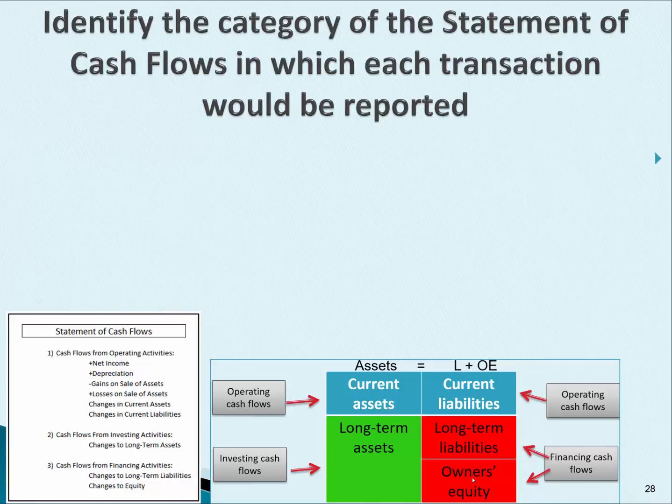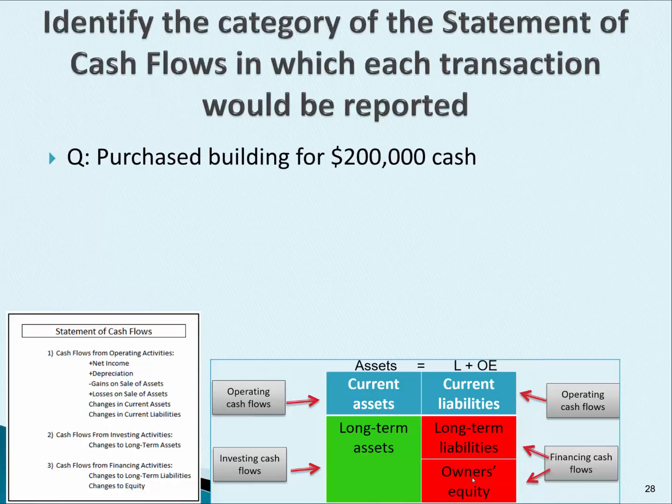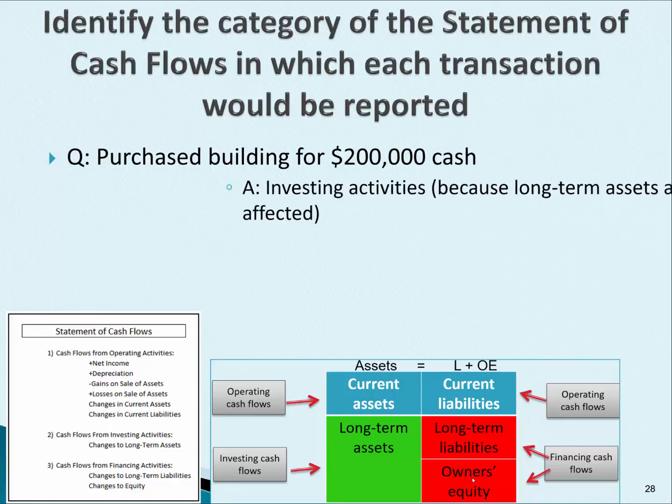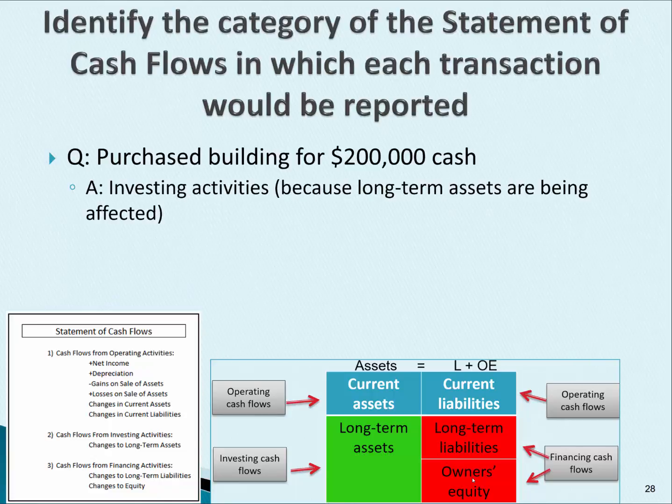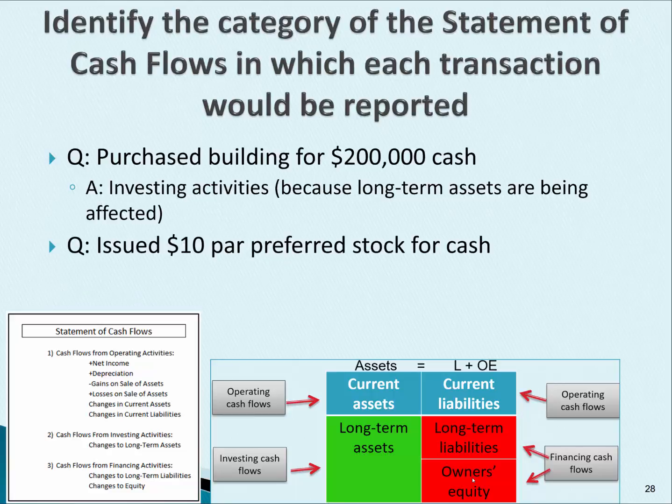Let's say you purchased a building for $200,000 cash. Which section does that go into? Well, a building is a long-term asset, therefore it goes in the investing section. Let's say you issued $10 par preferred stock for cash. Which section does that go into? Well, preferred stock is an equity account, so therefore it goes in the financing section.